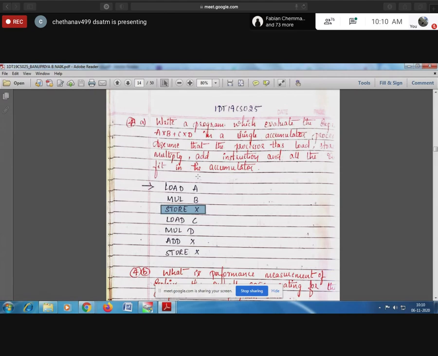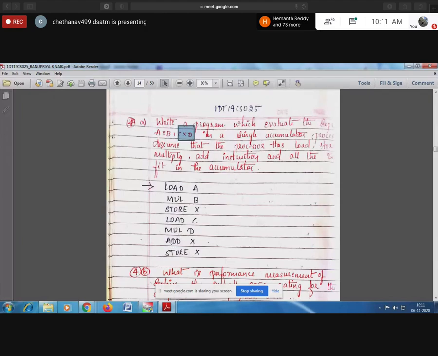Now I will take C and D and multiply, and later add that data with my X. So load C, then multiply with D. After you multiply C into D, your data is available in the accumulator by default. Now please listen here: X has A into B data, and the accumulator has C into D data. A into B is available in X, C into D is available in the accumulator. So both I will add.